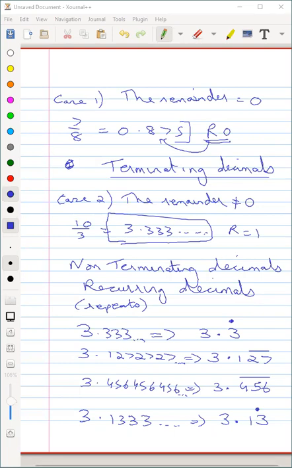So we can see that if the decimal expansion terminates, the remainder will be 0, and if it doesn't terminate, the remainders will be something or the other, and they are called non-terminating decimals.